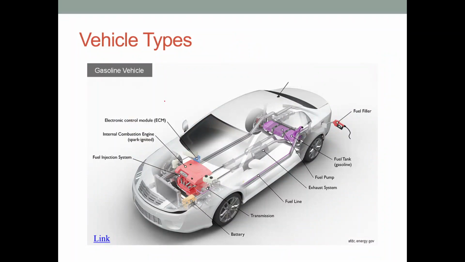Okay, so let's talk about vehicle types quickly. We have the gasoline vehicle, which we usually know very well. We have a fuel tank, a fuel filler, a combustion engine, and obviously a transmission, because they require transmission and gears. We have a battery, auxiliary batteries, a fuel injection system, and an electronic control unit, which is going to control the ignition, and the fuel and air ratio is also going to be controlled by that ECM. There's a link here. You can take a look at it and have more information about the gasoline vehicle.